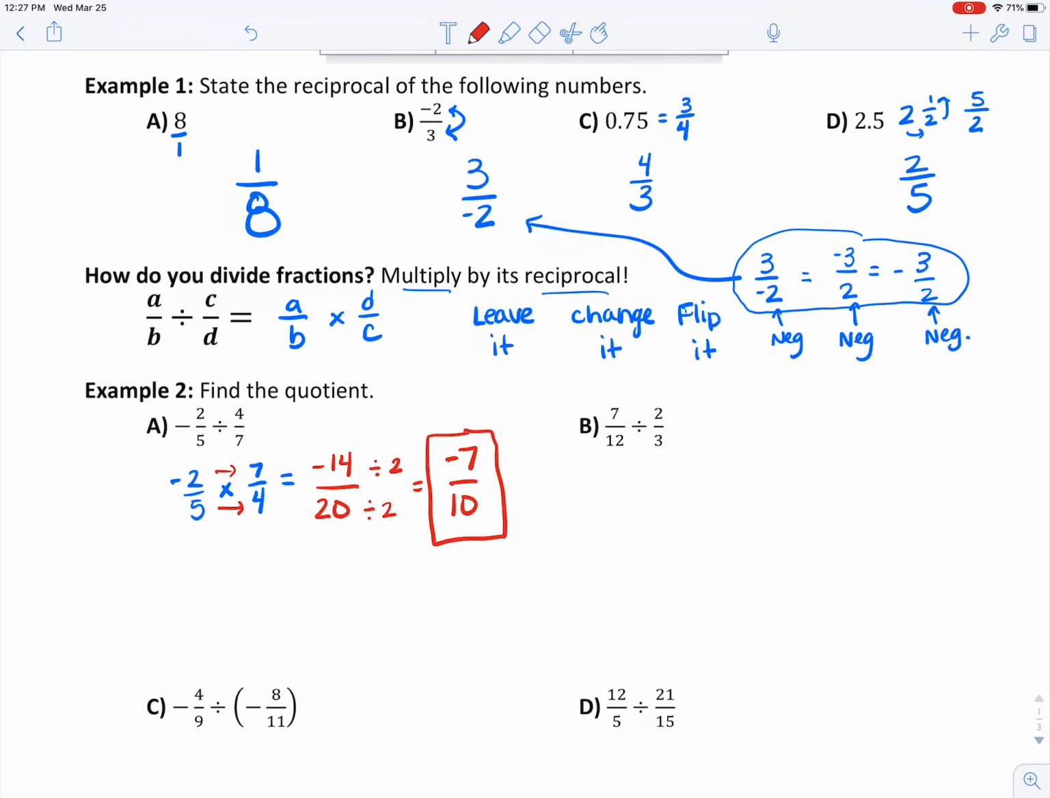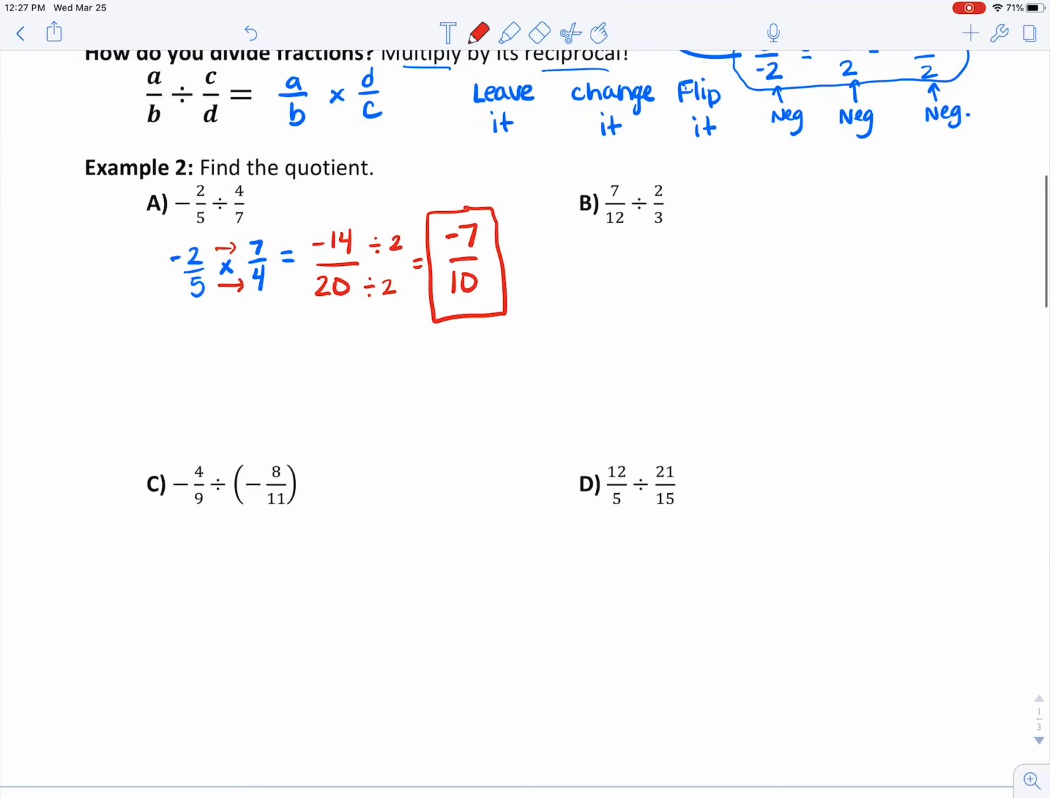Okay, taking a look at letter C. We're going to leave it. We're going to change it. So division becomes multiplication. And we're going to flip it. Again, you can multiply across. So we have negative 4 times negative 11 is a positive 44. And we have 9 times 8, which is a positive 72.